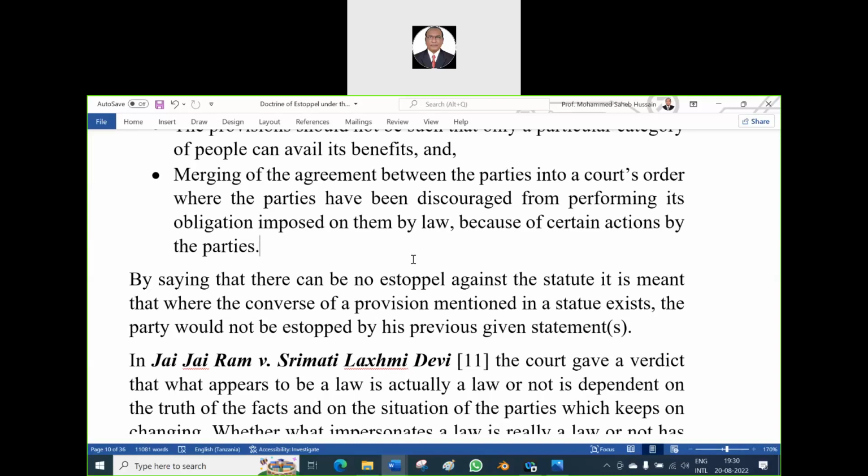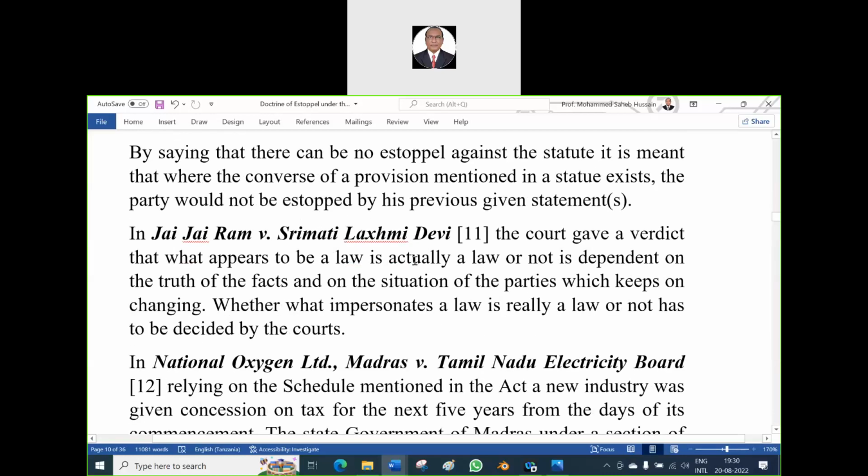So by saying that there can be no estoppel against the statute, it is meant that where the converse of the provision mentioned in the statute exists, the party would not be estopped by his previously given statement. So once the statement is given over there, when the law clearly states that it cannot be exempted, it means it cannot be exempted, then estoppel will not work over there.